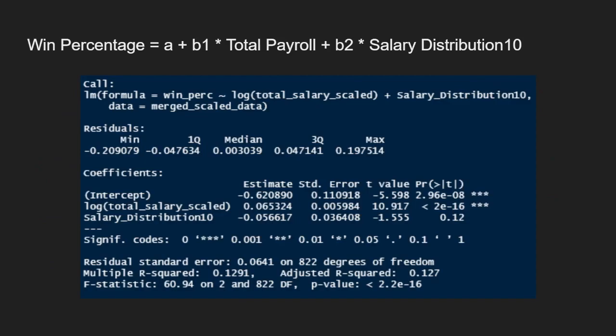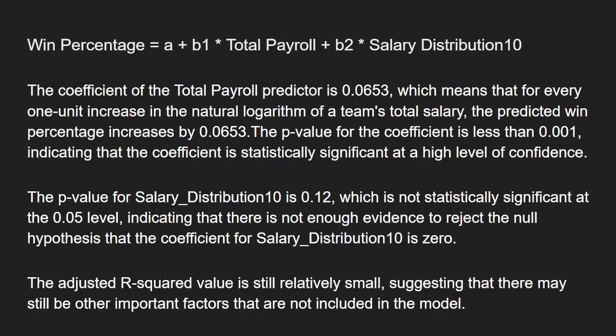Looking at the distribution for the top 10, the p-value for this one is 0.12, which is not statistically significant at the 0.05 level, indicating that there is not enough evidence to reject the null hypothesis that the coefficient for salary distribution 10 is 0. So basically, we can't say that it's doing anything.